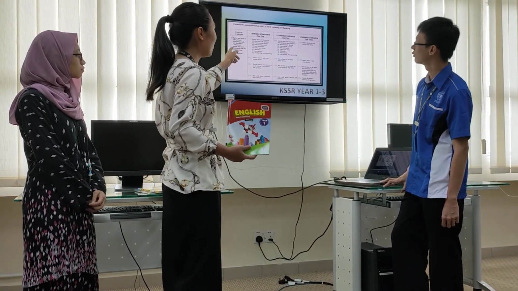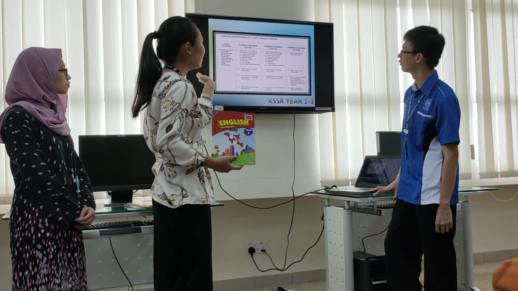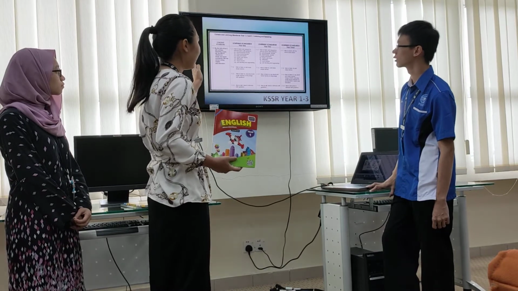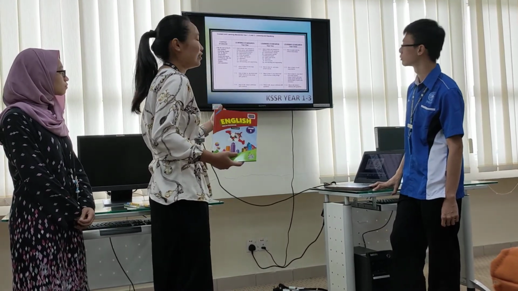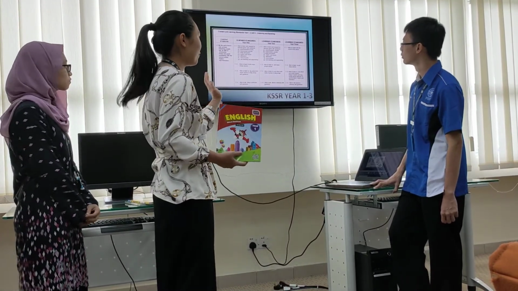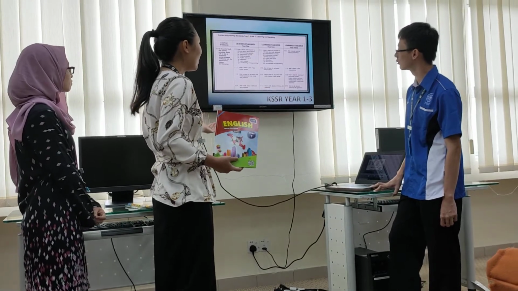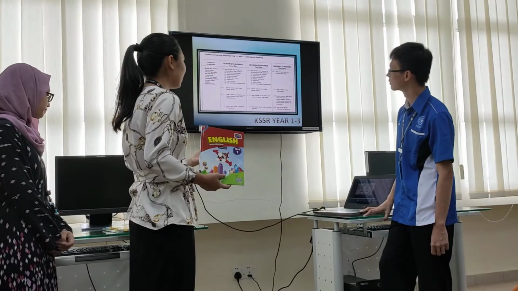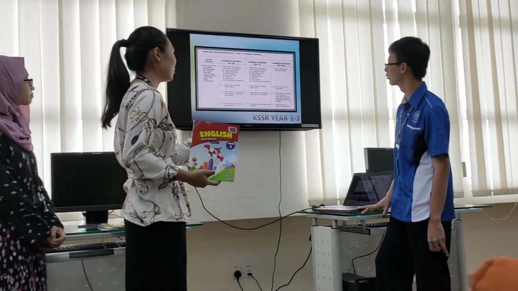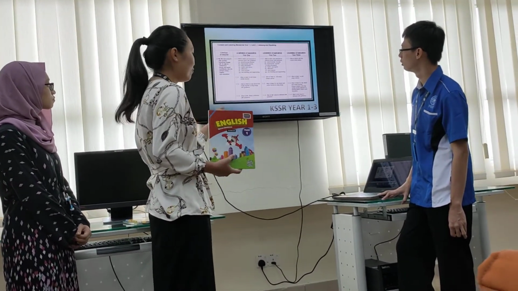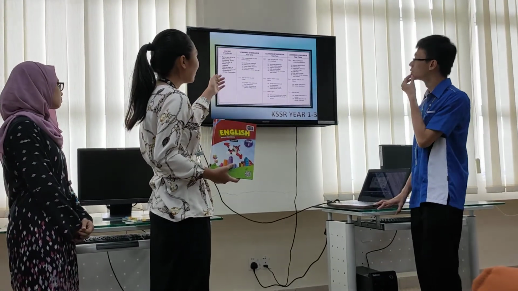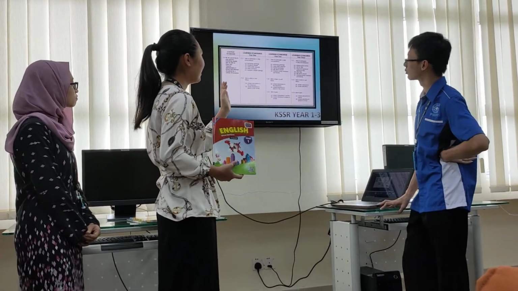Like the first one, 1.1.1, able to listen and respond to stimulus given with guidance. The second one is able to listen and enjoy simple stories, also the same from year 1 to year 3. The third one, able to listen, say aloud and recite rhymes or sing songs with guidance. The fourth, able to talk about a stimulus with guidance. And then the second one, able to participate in daily conversation.